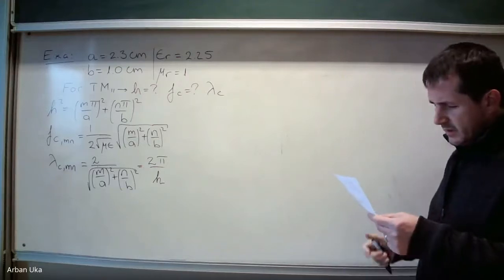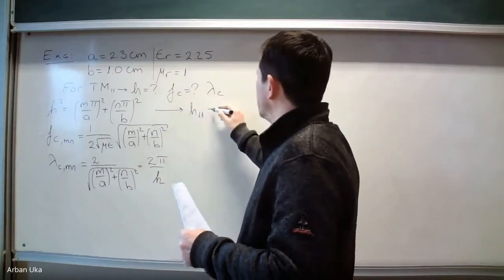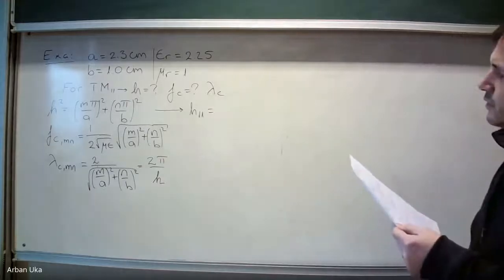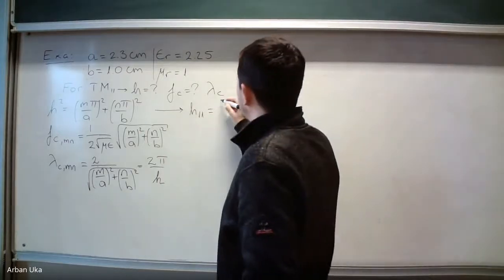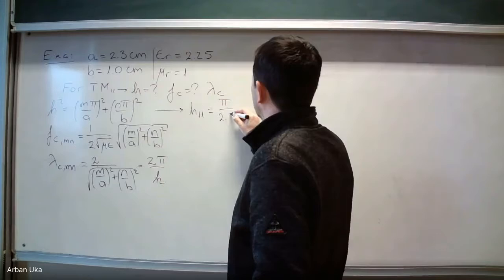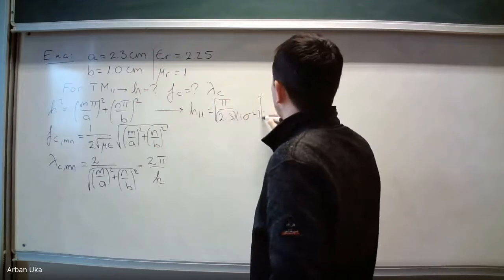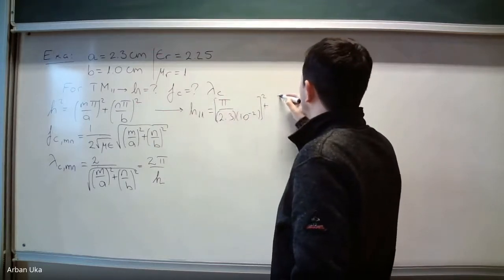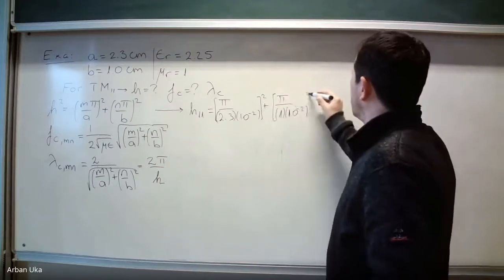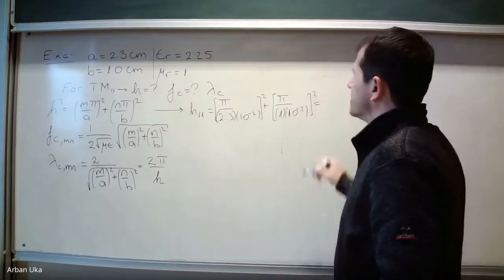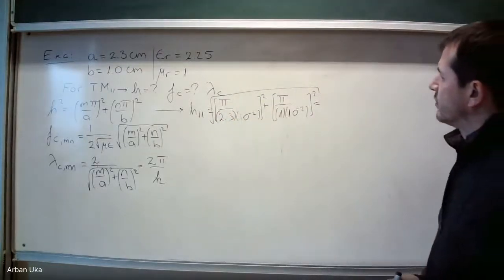First of all, if we insert here for h, TM11, this will be equal to, let's use meters. So m is 1, this is pi over 2.3 times 10 to the power minus 2, all squared, plus pi over 1 times 10 to the power minus 2, all squared, and we have to take the square root of this term for sure.